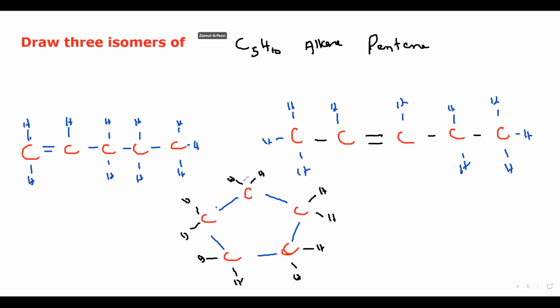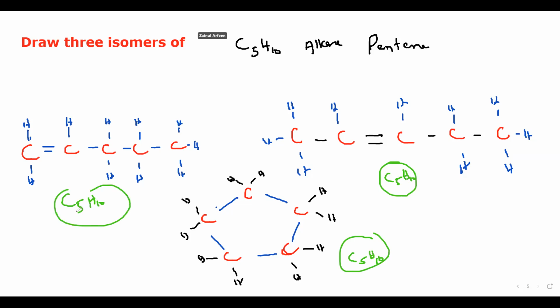As you can see, to know whether you did it correctly, this is C5H10. This is C5H10. This is C5H10. So they all contain the same molecular formula but different structures. When compounds contain the same molecular formula but different structures, we call them isomers. Is it clear how to draw the isomers of alkenes?